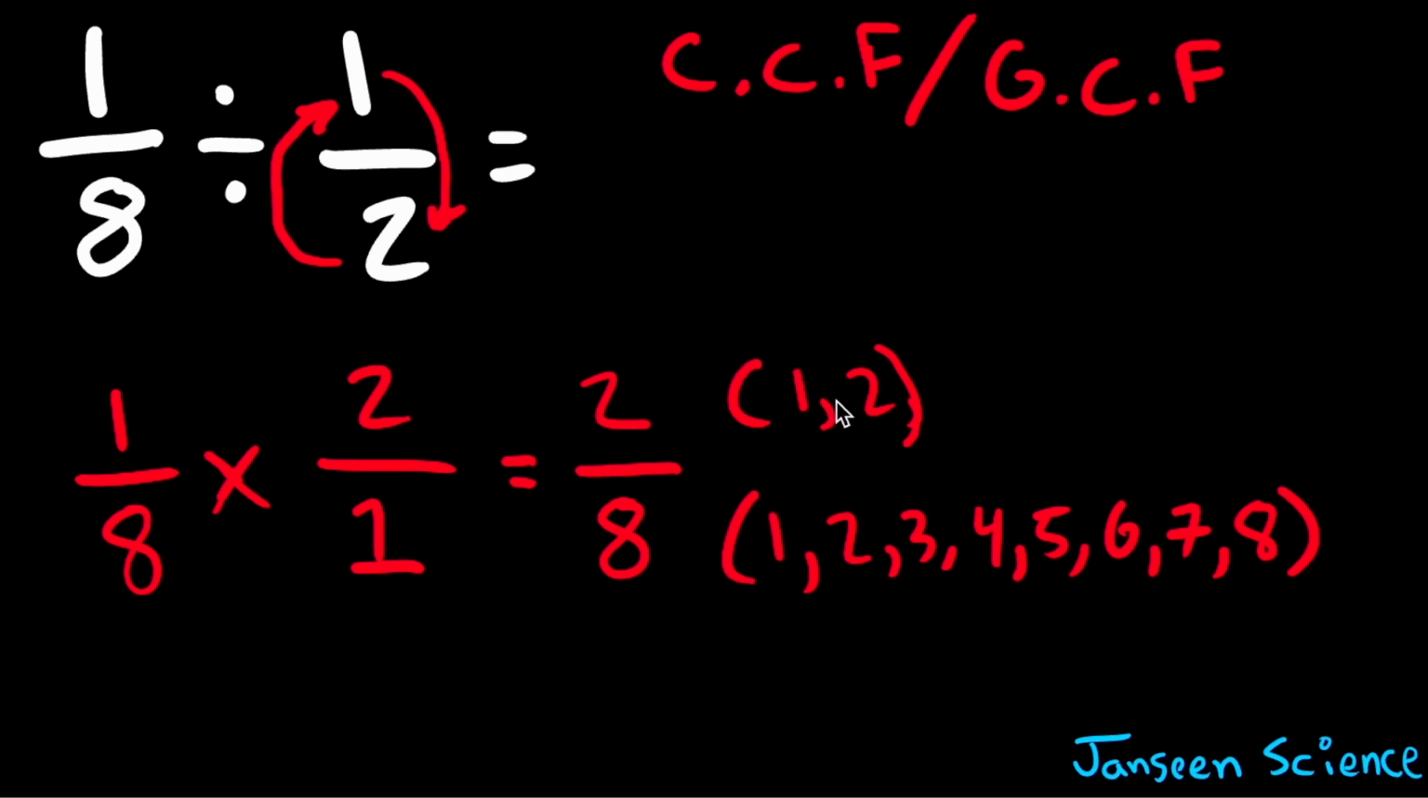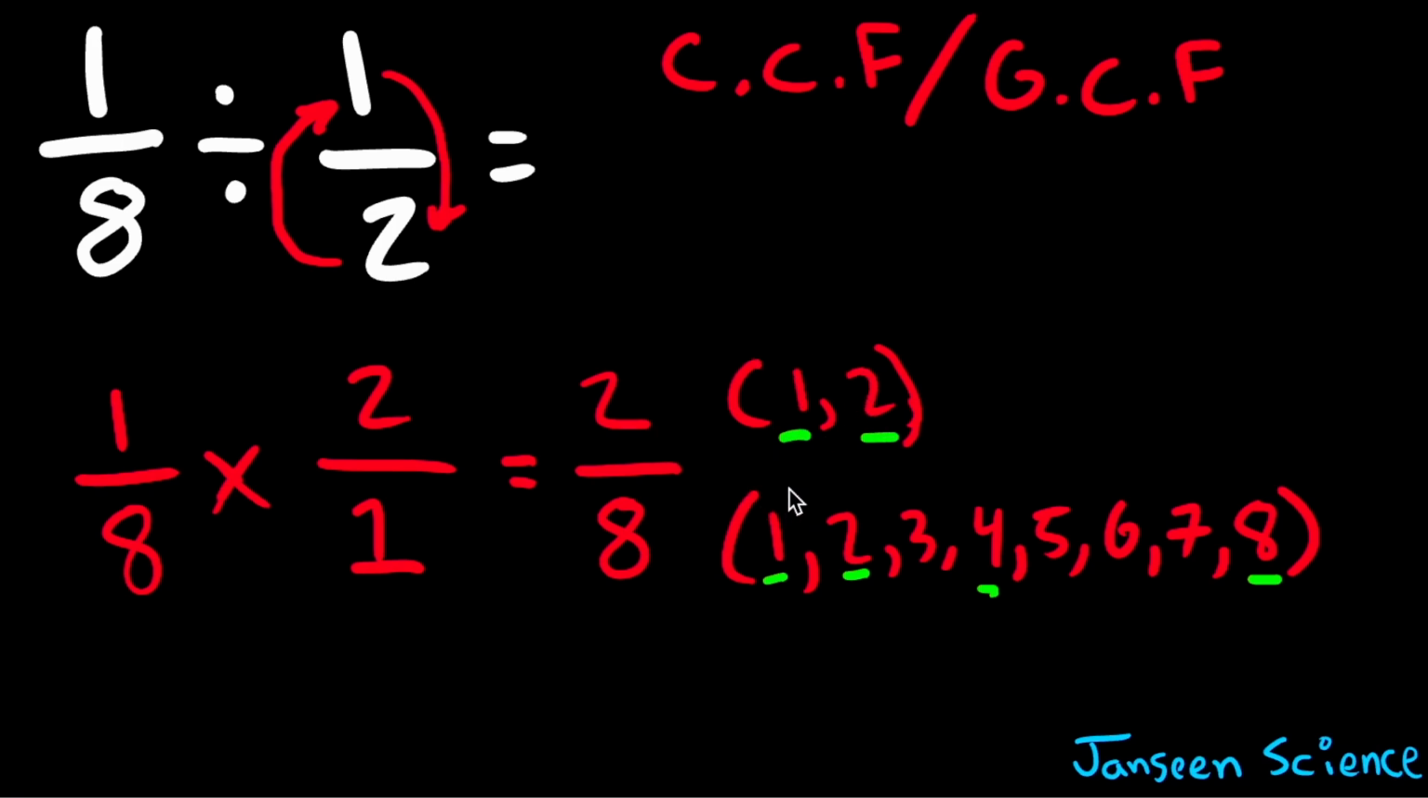Now let's go ahead and answer those. So 1 can fit into 2 evenly. 2 can fit into 2 evenly. So 1 and 2 are factors of 2. Now let's look at the denominator. 1 can fit into 8 evenly. 2 can fit into 8 evenly. 3 cannot. 4 can. 5 cannot. 6 cannot. 7 cannot. And 8 can. So 1, 2, 4, and 8 are factors of 8. And 1 and 2 are factors of 2.